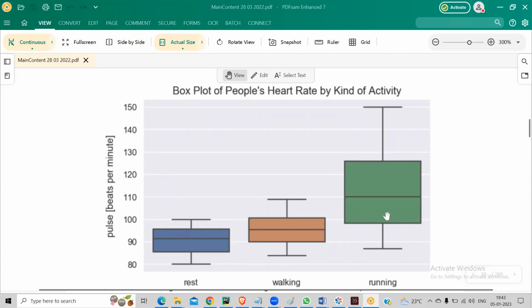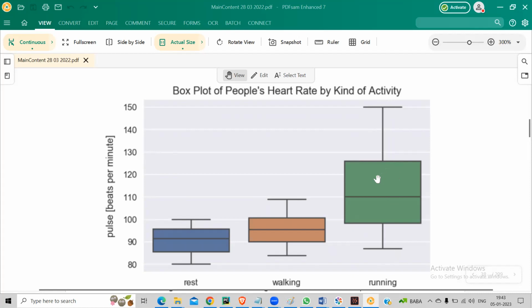Okay. So why do you think there is so much variability in running? Why shouldn't it all be at the top only? Why is it spread from bottom to high? People who run regularly, their heart rate will not increase much even if they start running. Sports personalities, their heart rate will be very low. Even if they run, the heart rate will be low.